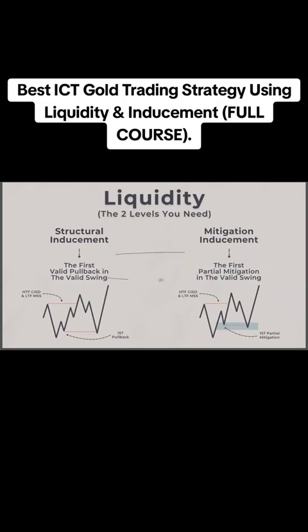What does that mean? We got a fair value gap this big, the mitigation is small. I know that price will go lower again to fill the other part of the fair value gap. So mitigation inducement is what? The first partial mitigation in the valid swing.